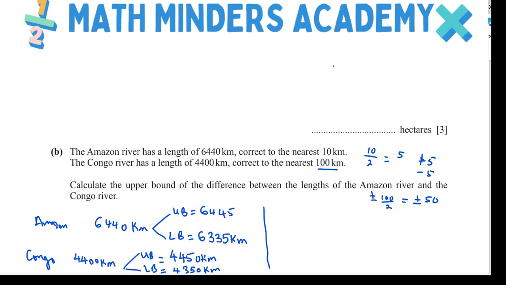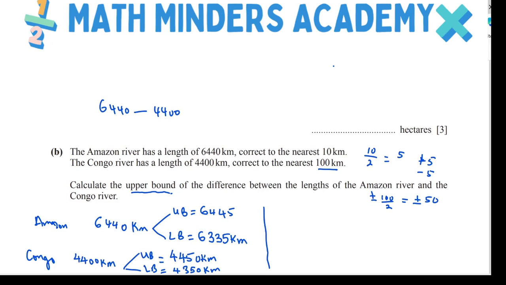Now, we are looking for the difference between the lengths. Naturally, the difference without looking at the bounds is supposed to be 4,440 for the Amazon River minus 4,400, which is the length of the Congo River. But now since we are looking for the upper bound of the difference, we want to obtain the maximum value, the greatest possible value from this difference. That means we'll be subtracting the least value from the greatest value. So we'll be subtracting the least value of the Congo length from the greatest value of the Amazon River length.